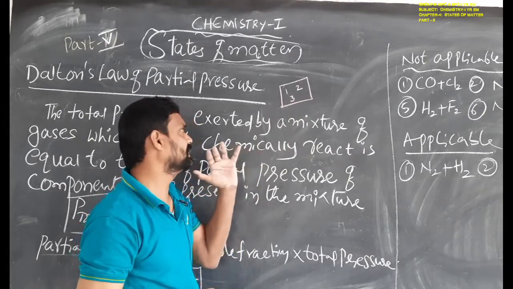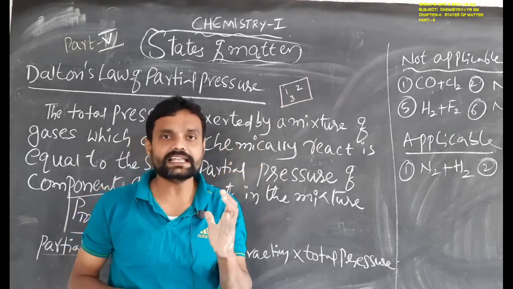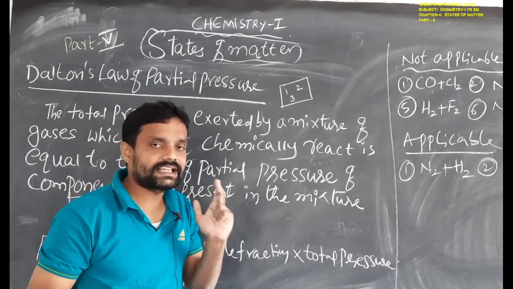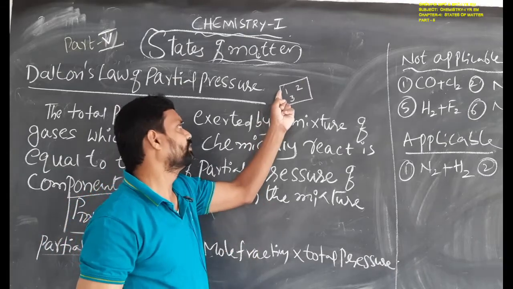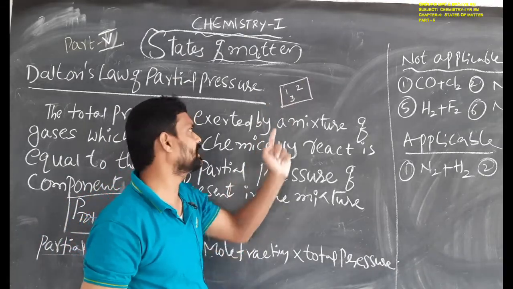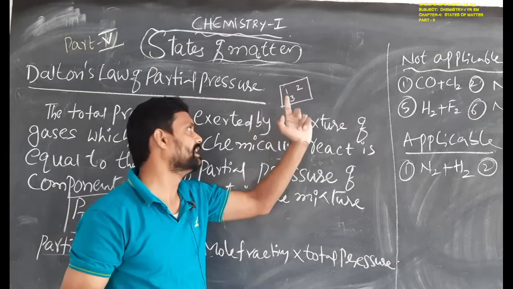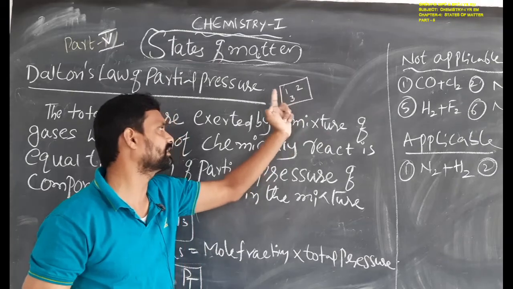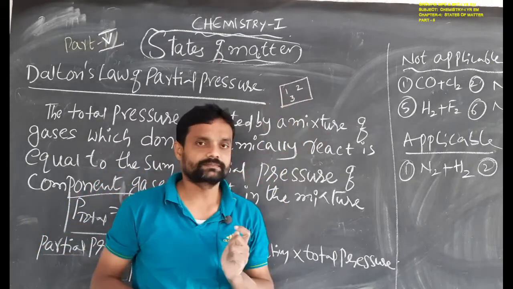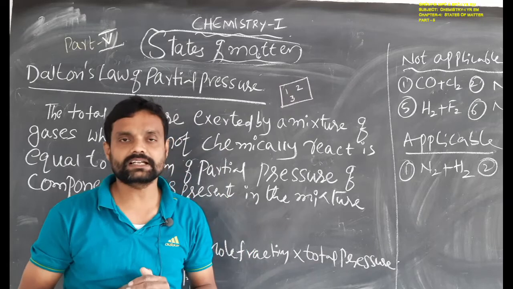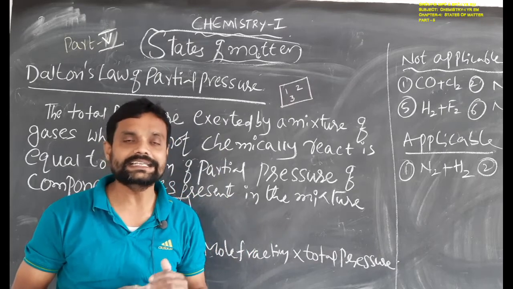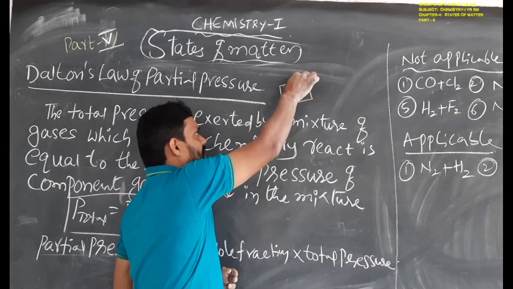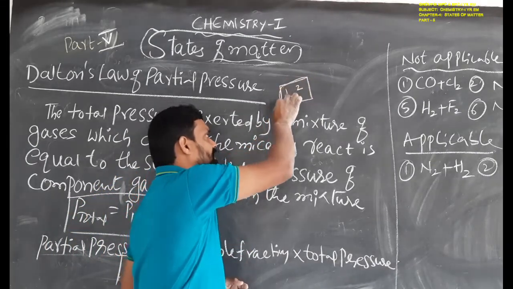Here the nature of those gases is that chemically they do not react with each other. Means the first gas does not chemically react with the third and second. Similarly, the second gas chemically does not react with the 1 and 3. The 3 also does not react with the 2 and 1. That means all gases chemically do not react with each other. In this condition, the total pressure is exerted by a mixture of gas.